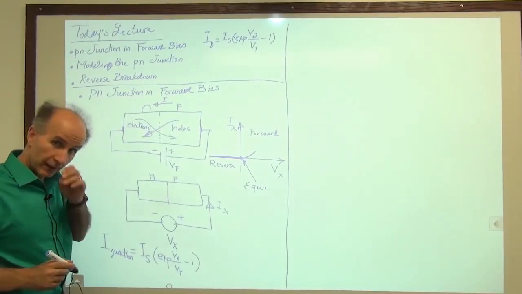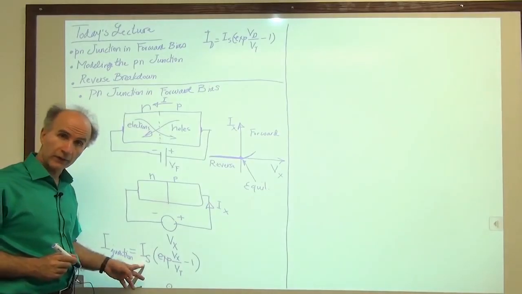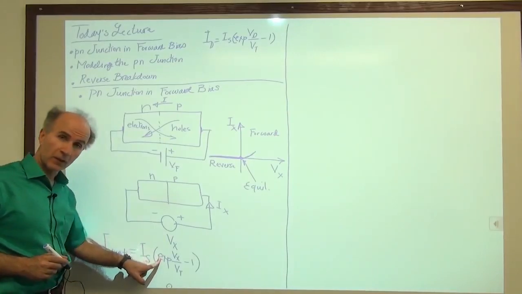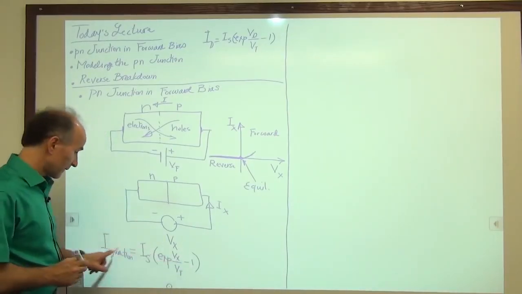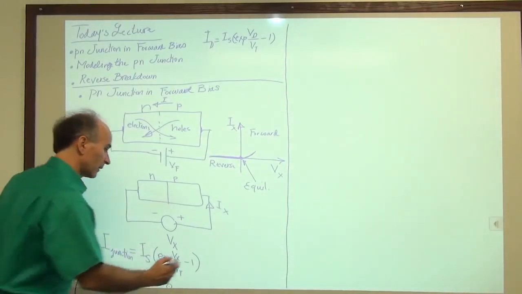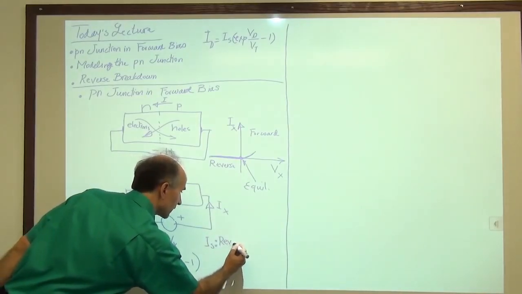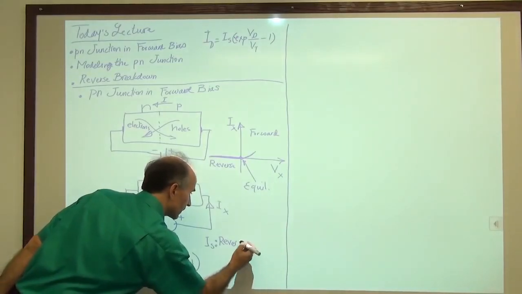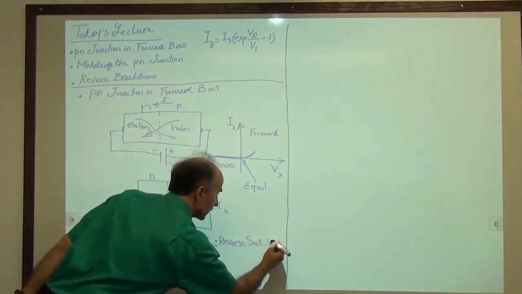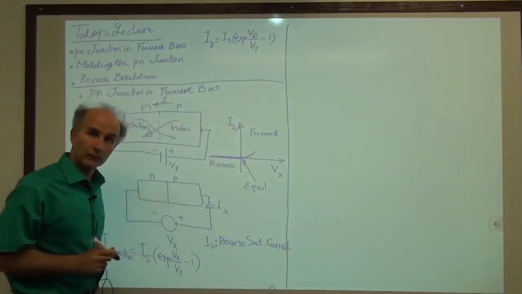So let's familiarize ourselves with all of these quantities. Ix is some sort of current quantity. Why do we need Is here? Well, because x doesn't have a dimension, 1 doesn't have a dimension, but this side has a dimension. So we need something here, and that's called Is. So Is has a name. Is is called reverse saturation current. It's just a name, don't worry about it too much.